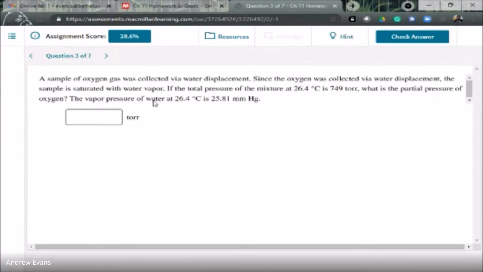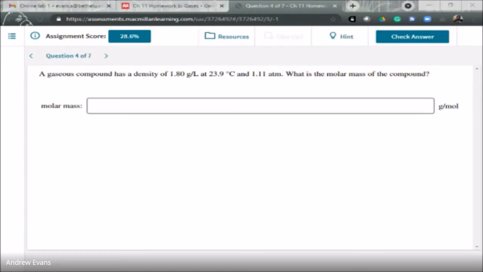So 749 minus 25.81 is your answer. That one's actually a lot easier. Though the one on the slide, we actually had to calculate some things. This one we just subtract. What if it was in ATM instead of torr? If we were to convert to ATM instead of torr, real quick.